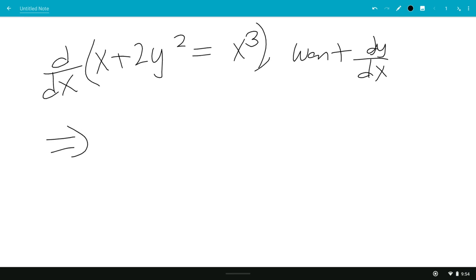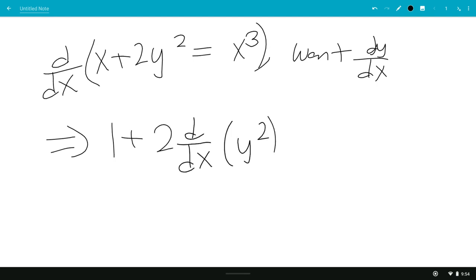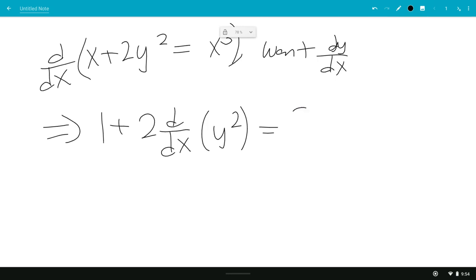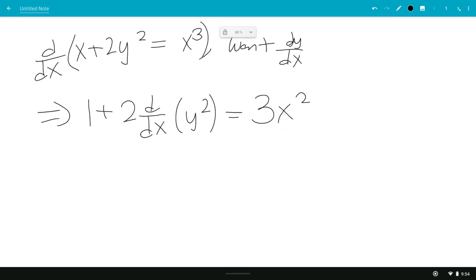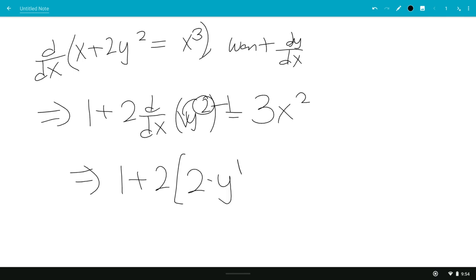So that leaves us with the derivative of x with respect to x, which is 1, plus 2 times the derivative with respect to x of y squared, equals, on the right hand side, 3x squared. I moved the 2 out of the derivative because you can move constants out. So this will be 1 plus 2 times, well, you think of the inside term, so the 2 goes to the front, minus 1. So it will be 2 times y to the first power times the derivative of the inside, which is dy/dx. And this is equal to 3x squared.